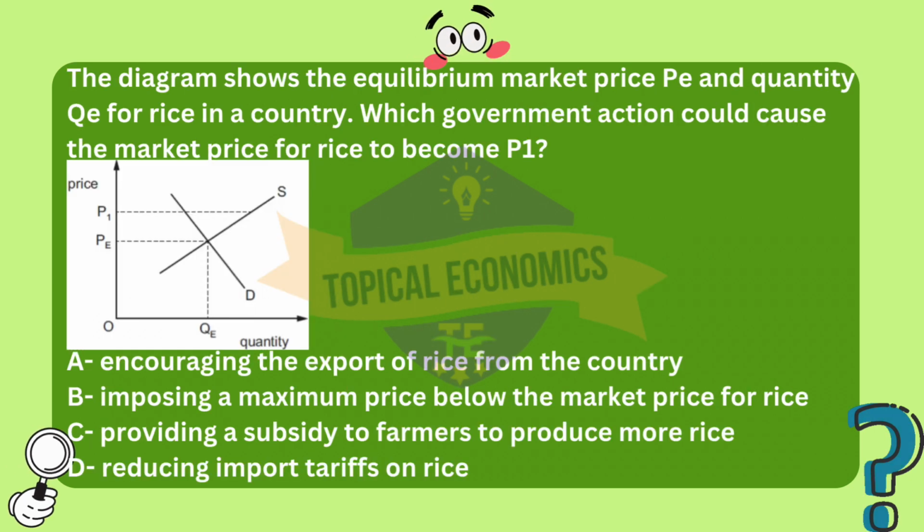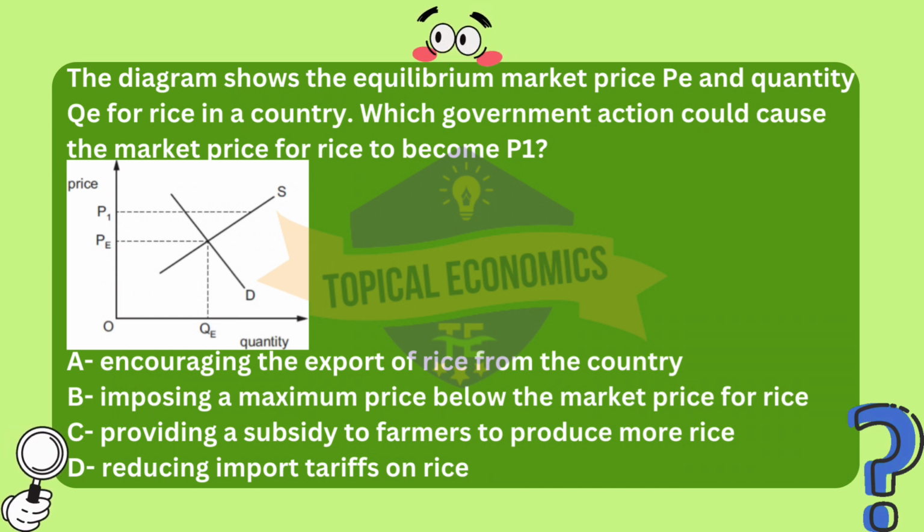Moving to question 8. The diagram shows the equilibrium market price PE and quantity QE for rice in a country. Which government action could cause the market price for rice to become P1? A. Encouraging the export of rice from the country. B. Imposing a maximum price below the market price for rice. C. Providing a subsidy to farmers to produce more rice. D. Reducing import tariffs on rice. This question is from year 2018 October, November version 1. The correct answer for this question is option A.